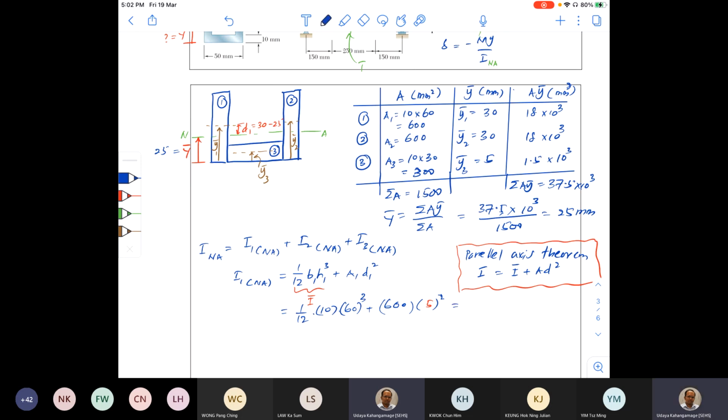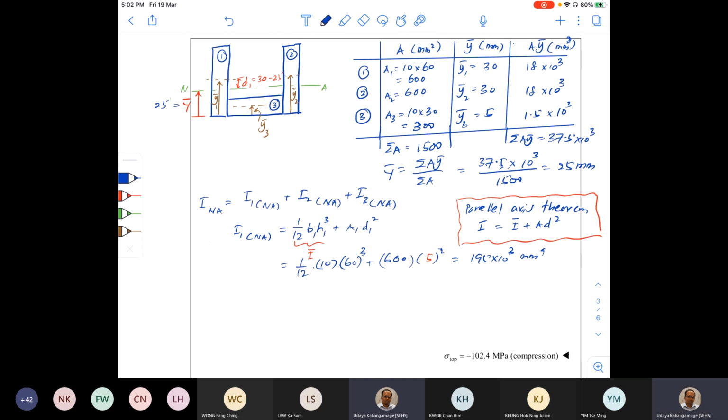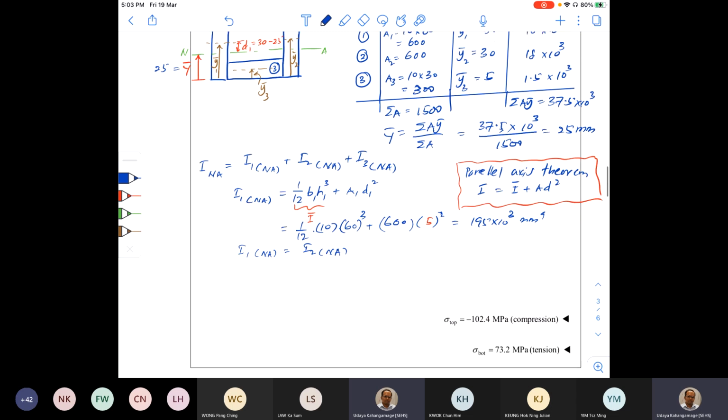You simplify this one, then you can get this answer. It is 195 into 10 power 3 millimeters to the power 4, right? And here we know that I1 and I2 are the same. Therefore, I can simply write I1 about the neutral axis is equal to I2 about the neutral axis. So then I need to find out I3 only.